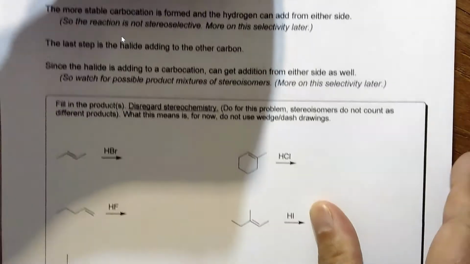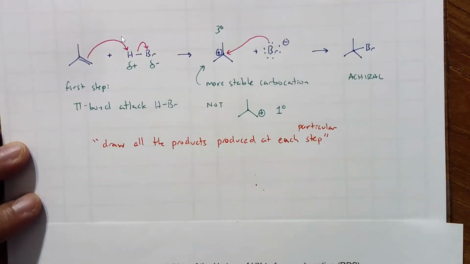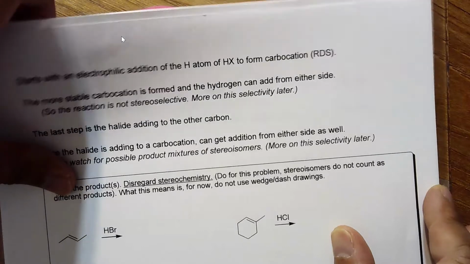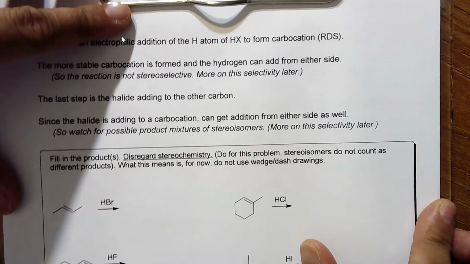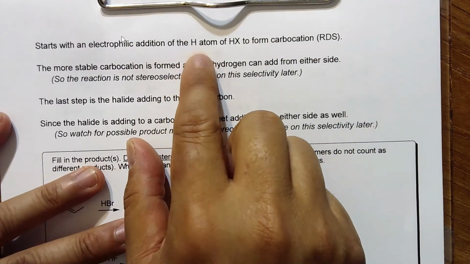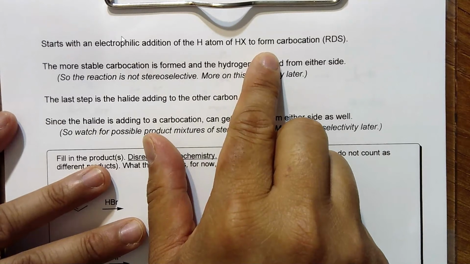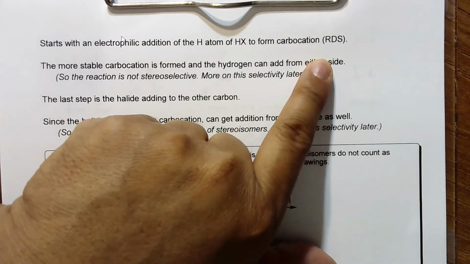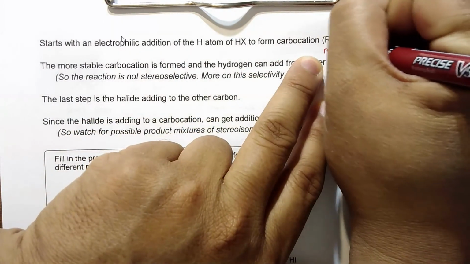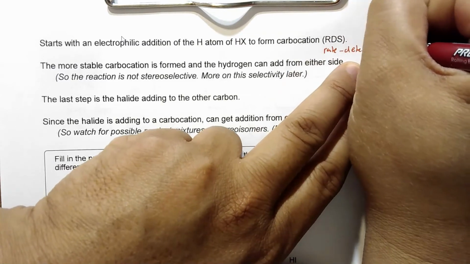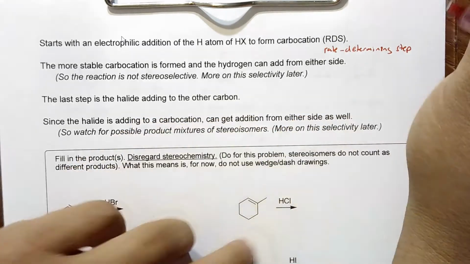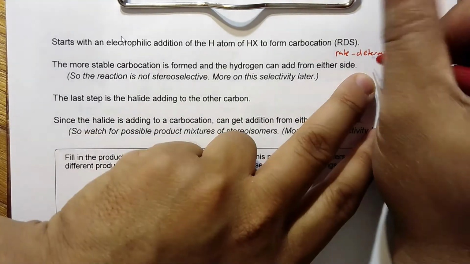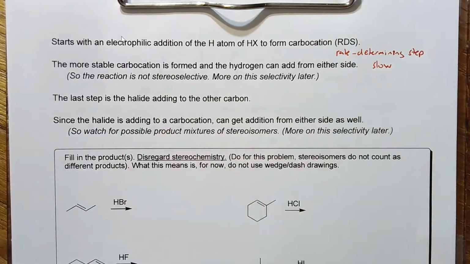So, from the mechanism that we have right here, if you're an audio learner, verbalize what happens, right? You start with an electrophilic addition where you add the H atom from HBr to form a carbocation. I call this the rate determining step. We talked about this a little bit in class. Rate determining step is actually a term you've heard in general chemistry when you were doing kinetics. It's a slow step.